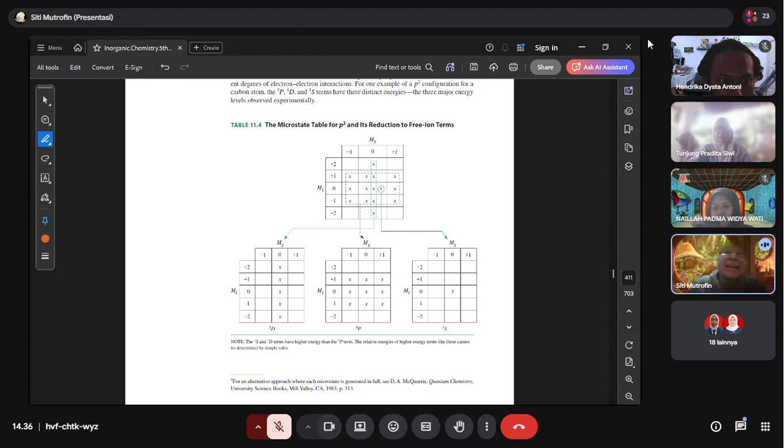Check it out in the P. P also has the complete microstate. And then for the S, the complete microstate belongs to the MS 0. But the author of the book clearly states that you have to find out the rectangular shape of the column.